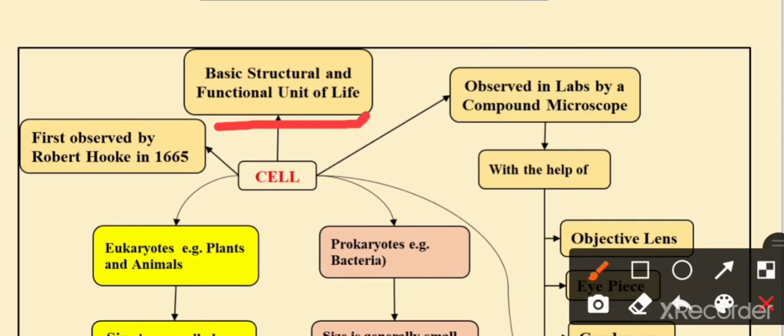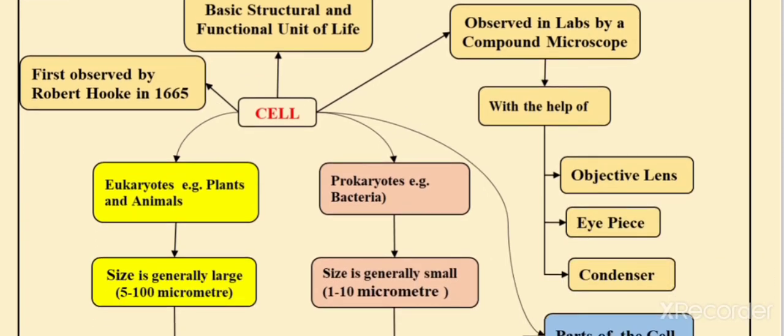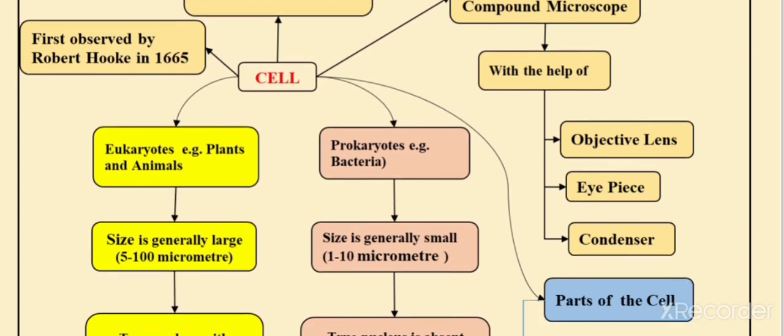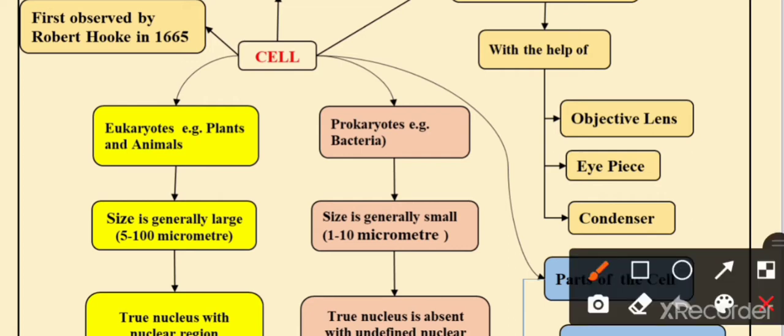And who discovered the cell? Cell was first observed by Robert Hooke in 1665, with the help of a compound microscope. With the help of a compound microscope, Robert Hooke in 1665 discovered the basic structural and functional unit of our life. Now, after this, how many types of cell are there on the basis of the presence of the nuclear membrane.